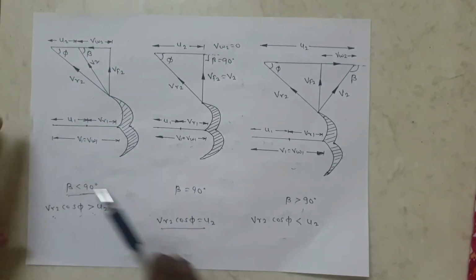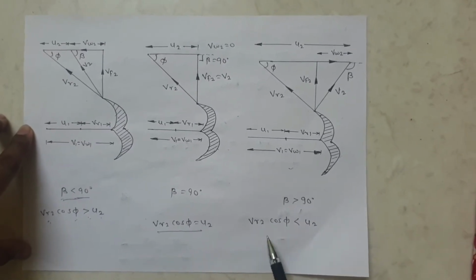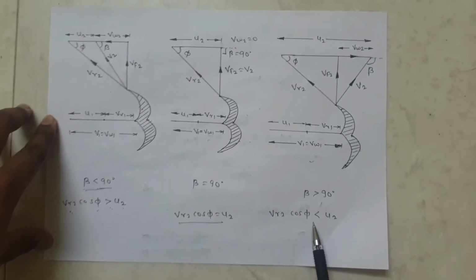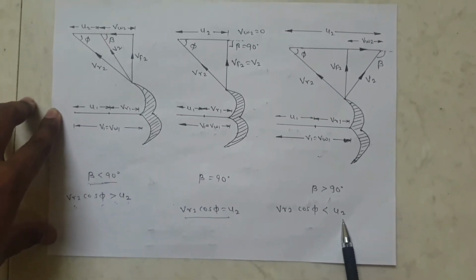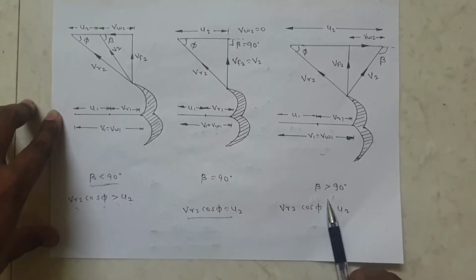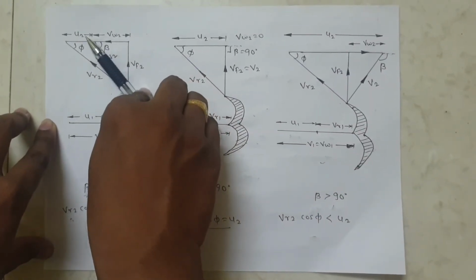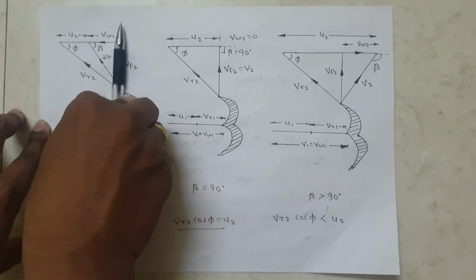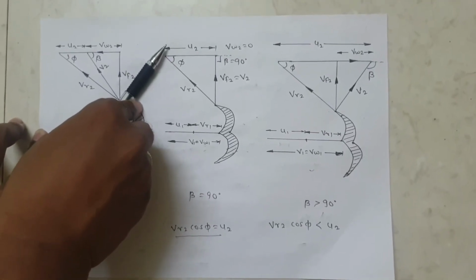Third case is beta greater than 90 degrees. When solving the problem, if you calculate VR2 cos phi and that value is less than U2, then and only then beta is greater than 90 degrees. Up to this point beta is less than 90 degrees, at this point beta is equal to 90 degrees, and from here beta is more than 90 degrees.